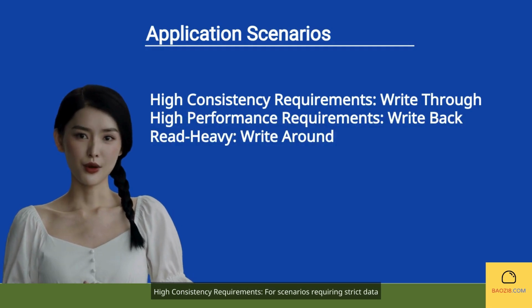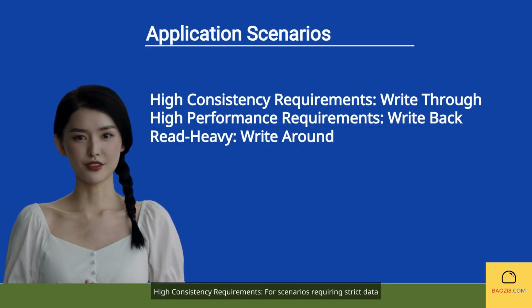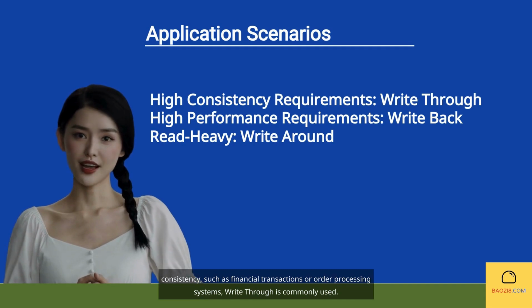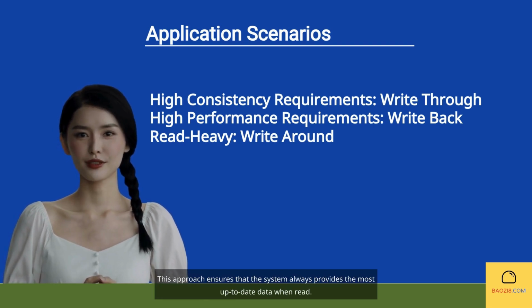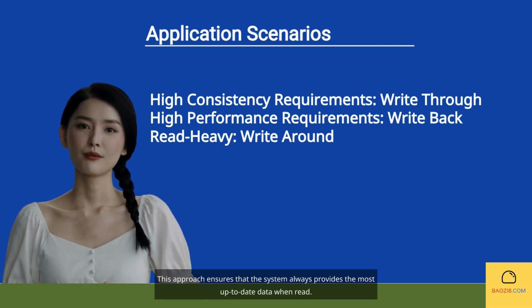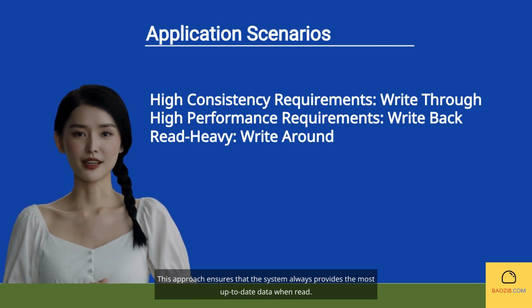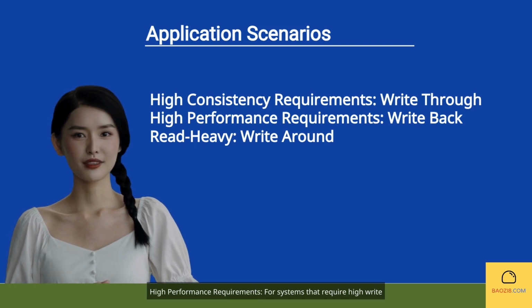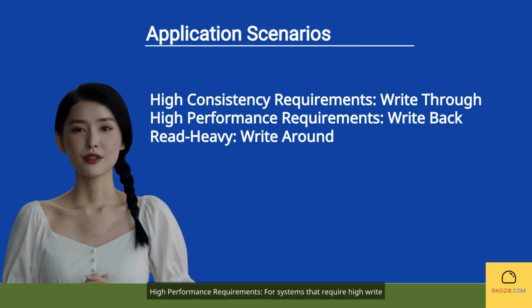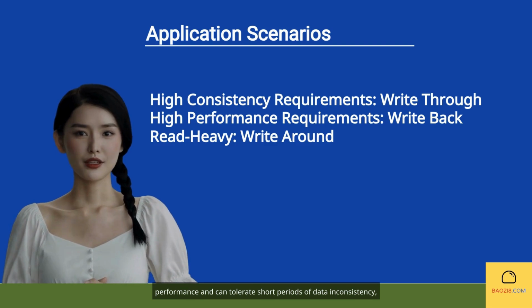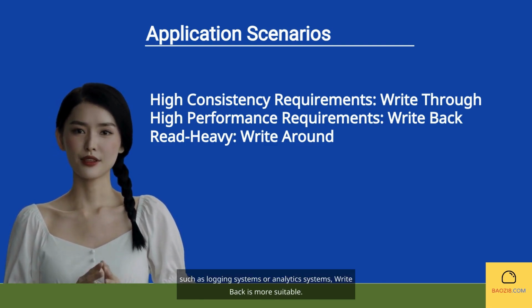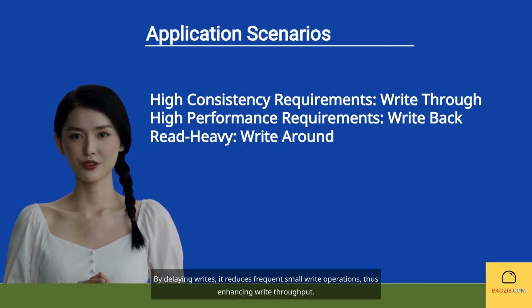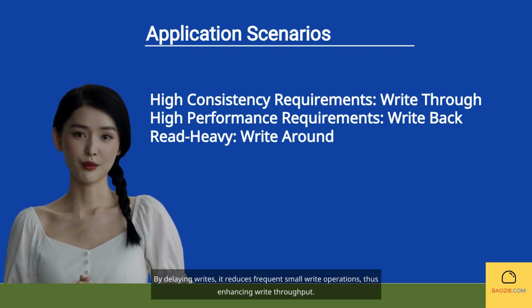High consistency requirements. For scenarios requiring strict data consistency, such as financial transactions or order processing systems, write-through is commonly used. This approach ensures that the system always provides the most up-to-date data when read. High performance requirements. For systems that require high write performance and can tolerate short periods of data inconsistency, such as logging systems or analytics systems, write-back is more suitable. By delaying writes, it reduces frequent small write operations, thus enhancing write throughput.